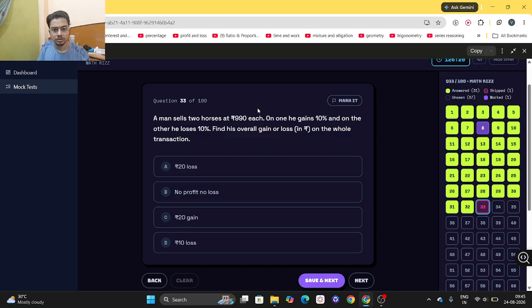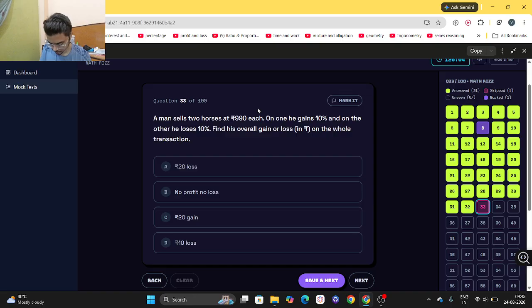A man sells two of his horses at rupees 990 each. On one he gains 10% and on the other he loses 10%. Find his overall gain or loss percentage. This is horse 1. This is horse 2. He sells two horses at 990 rupees each.